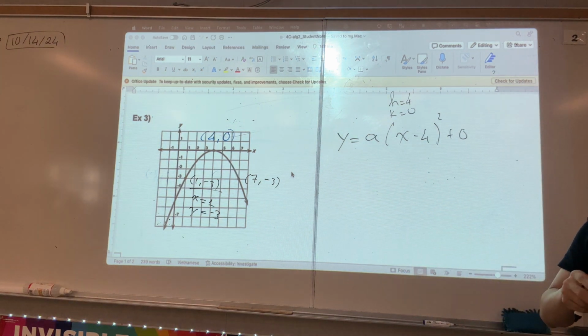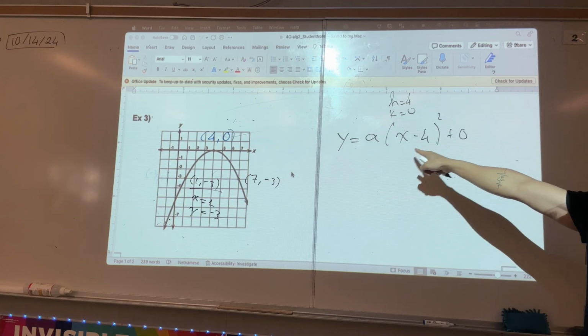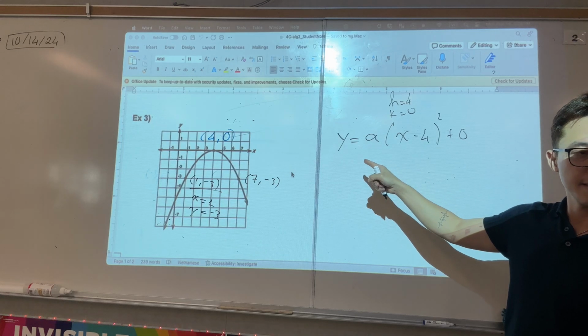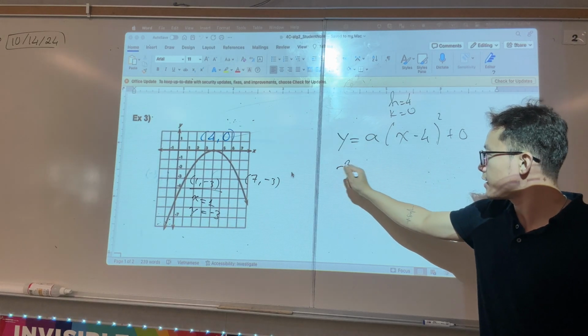You have X and Y. Just plug it in here. Tell me what to write, okay? So, what is Y? Negative 3. Very good. Negative 3 equal to A.